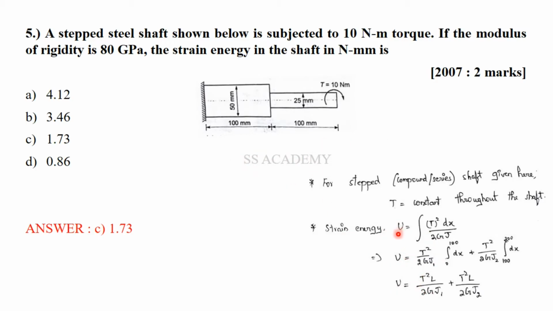Remember, strain energy in the case of a shaft subjected to pure torsion, that is a simple torque, is given as integral T squared dx by 2GJ, where dx is the length considered.